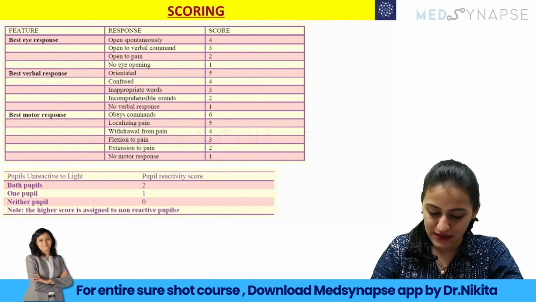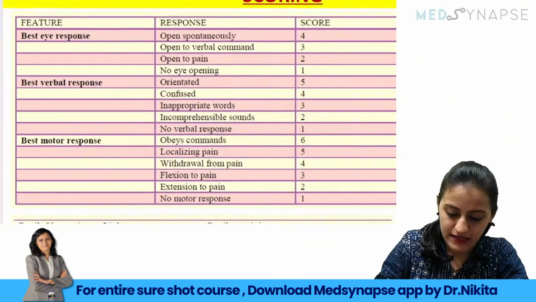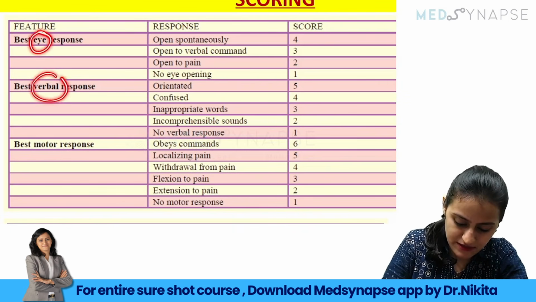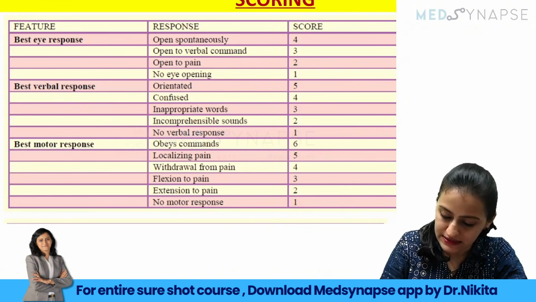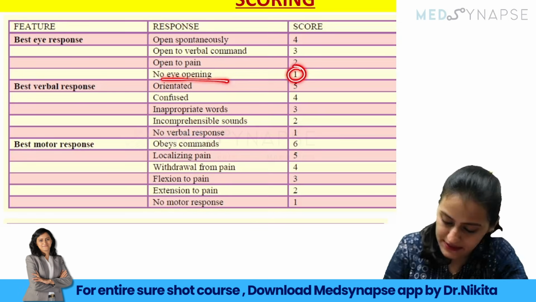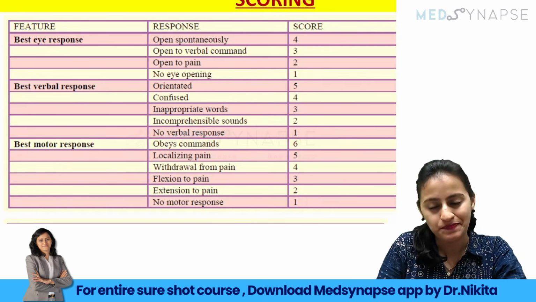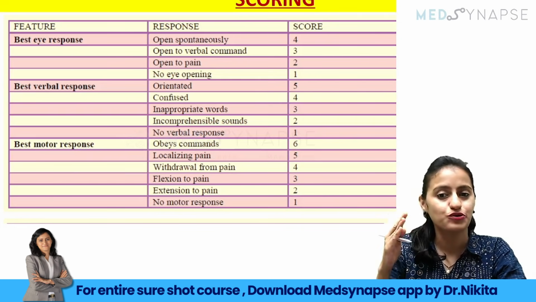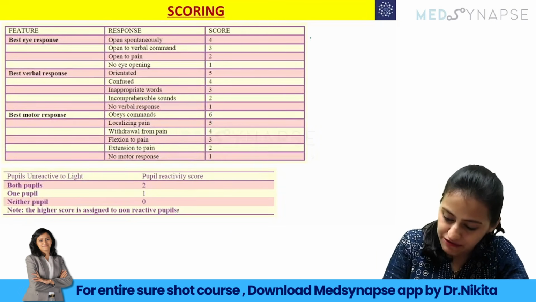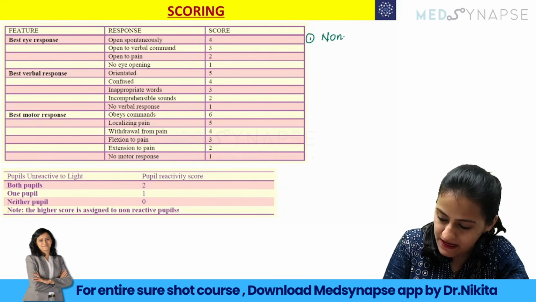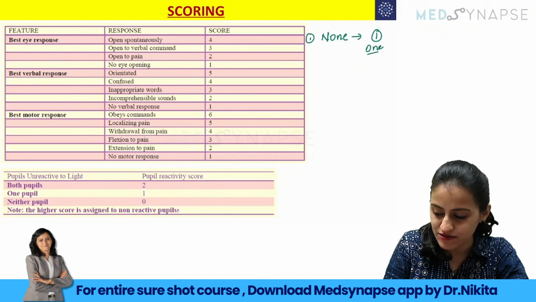Now in Glasgow Coma Scale, we have basically 3 responses that we test for: the eye response, the verbal response and the motor response. Now if you see here, the minimum is no eye opening is 1, no verbal response is 1 and no motor response is 1. So basically none response is given a score of 1 and not a score of 0. So the first mnemonic to be remembered is, remember, none response is a score of 1. None is rhyming with 1.